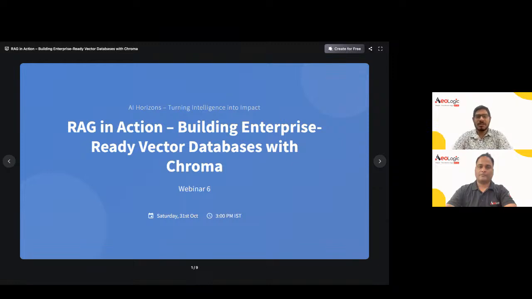Over the next 30-35 minutes, we'll be exploring what RAG really means in practical terms, how Chroma, one of the fastest growing open source vector databases, powers enterprise-grade AI memory, real world use cases where RAG architecture is driving real business outcomes, and finally, how to design your own RAG system with scalability, security, and accuracy in mind.